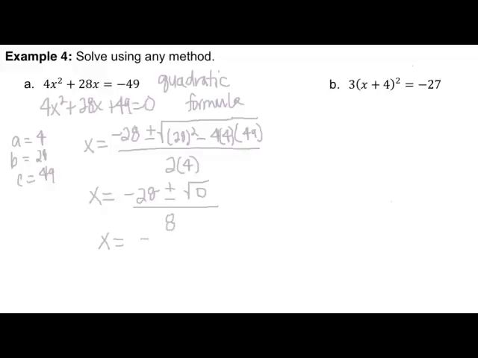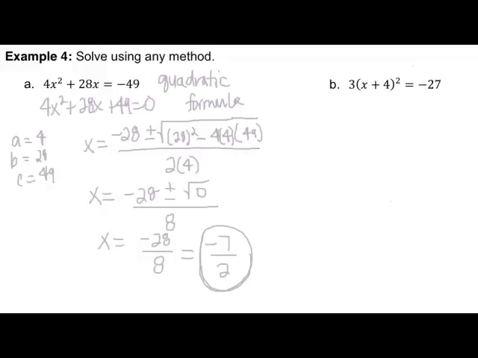So x equals negative 28 over 8. We can divide 28 and 8 by 4. So that will give us negative 7 over 2. And again, that should be the same answer that we got for the other 2 methods.